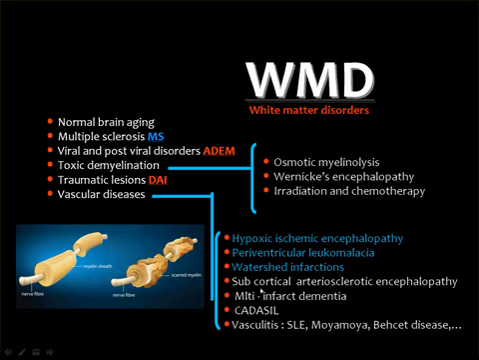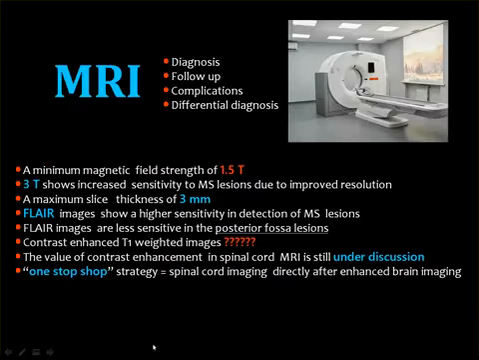Then we'll discuss the subcortical arteriosclerotic encephalopathy, the multi-infarct dementia, the CADASIL, and the vasculitis-related white matter changes.